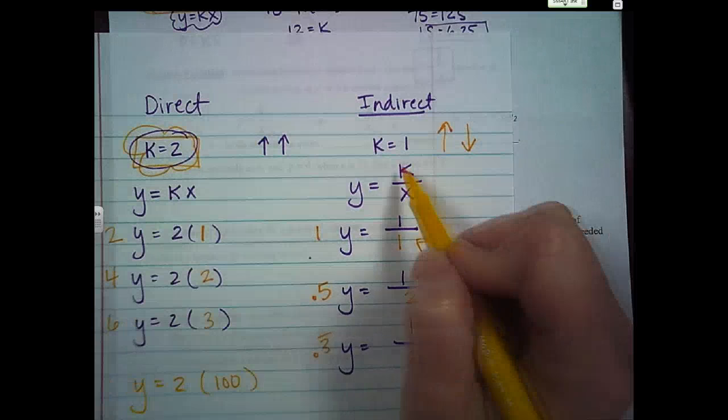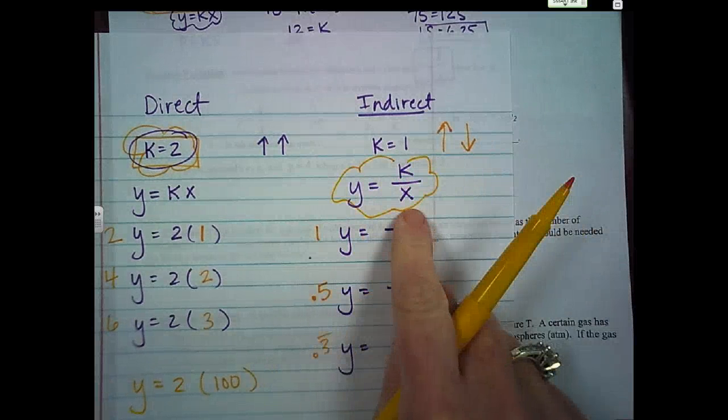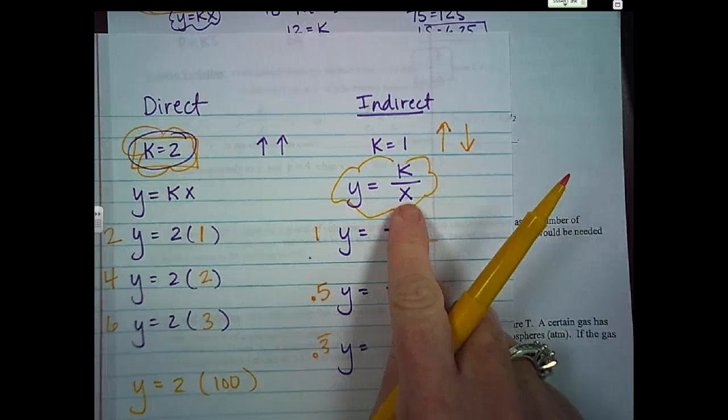Well, if you have this situation, can somebody tell me what x is not allowed to be? Right. What does the graph look like of this? You have a variable in the denominator. Does anybody remember what it looks like?